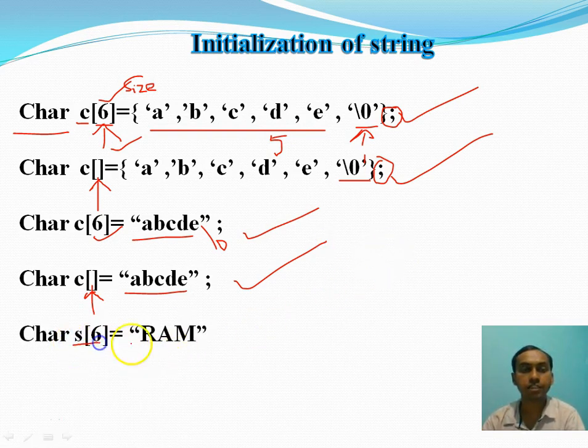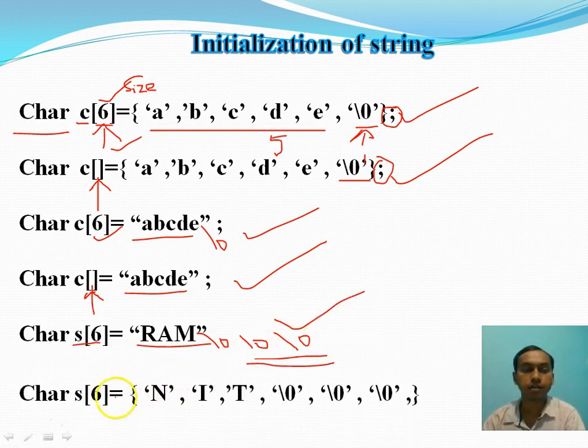You can also write a size of 6 with RAM. What will it do? The last will be 0, so the remaining positions are filled with 0. So this is also correct. If you write size 6 with NIT, the characters are followed by null characters. So this is a way of initializing a string. All are correct.